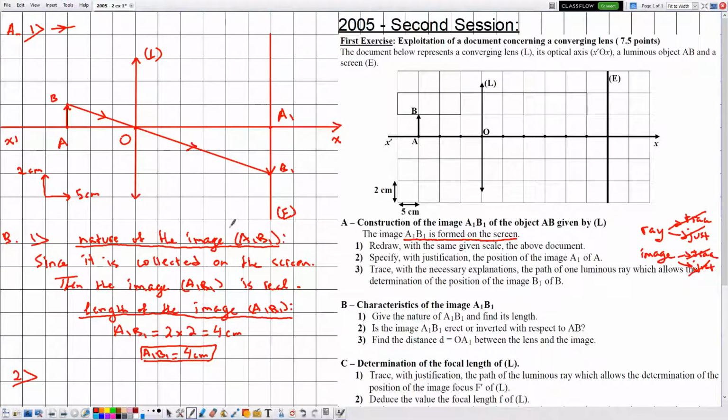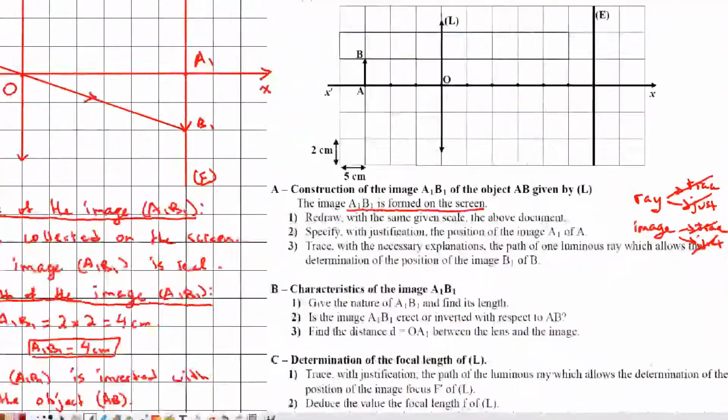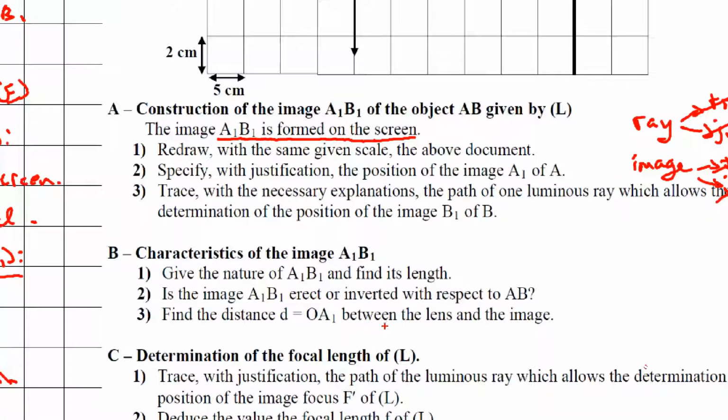So we have already said that the image is inverted with respect to the object AB. So the image A1 B1 is inverted with respect to the object AB. And now in number 3, they are telling me find the distance D is equal to OA1 between the lens and the image.